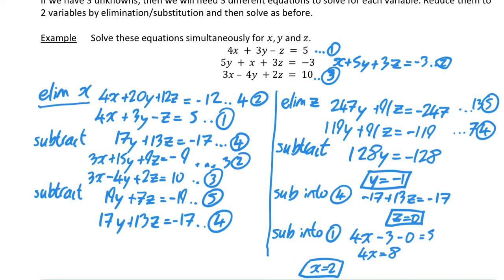So you found your 3 values. You can check them in equation 2 or 3, so you can do that just to check, and you will see it does work. So your answer, x is equal to 2, y is equal to minus 1, and z is equal to 0.